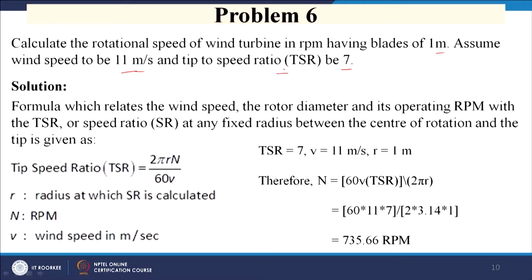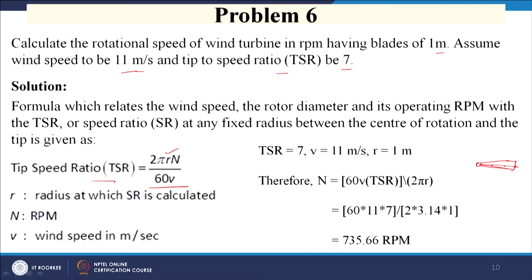So, now we have seen that there is a relationship between the tip speed ratio and the RPM. Here, tip speed ratio TSR is equal to 2 pi R n by 60 V, which we have already discussed in our previous class, where R is the radius at which TSR is calculated. So, if we have a turbine blade here, the rotor, I can calculate the tip speed ratio at the tip or at any point.